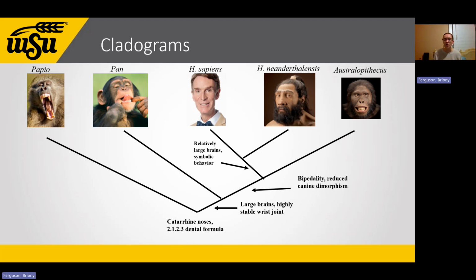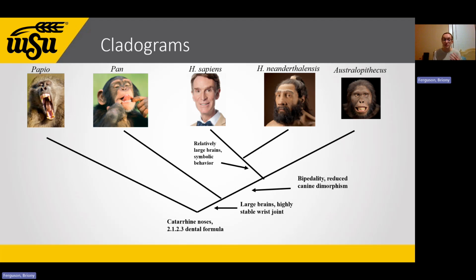Also be sure whenever you are comparing species like Homo sapiens to Pan, that you are paying attention to where these branches are occurring, because if it asks you what the derived traits of Homo sapiens are compared to Pan, then you're going to want to include everything, all of these traits that Pan doesn't have. So for humans, that's going to be things like the relatively large brain size and symbolic behavior. It's also going to include things like bipedalism and reduced canine dimorphism.